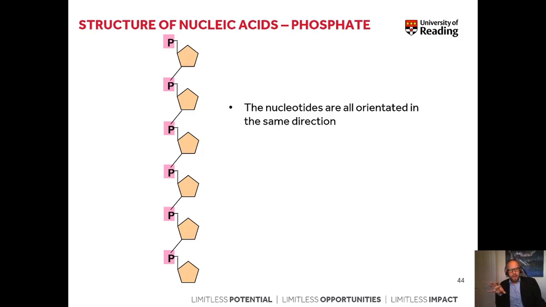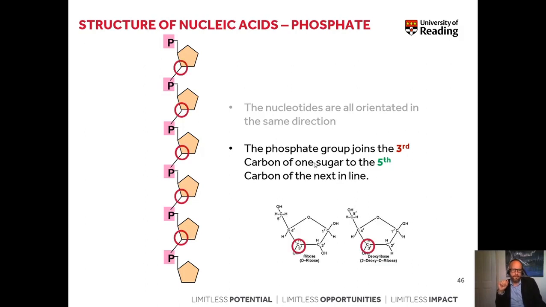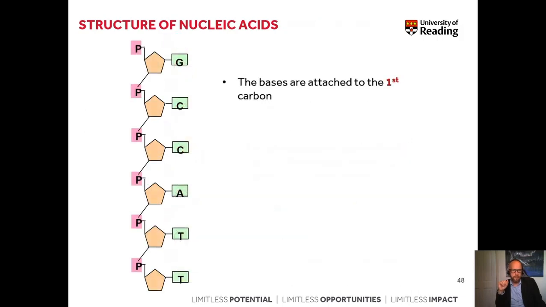As you can see here, nucleotides are all orientated in the same direction within nucleic acids. And the phosphate group joins the 3rd carbon of one sugar to the 5th carbon of the next in line. And this is why 3' and 5' carbons are quite important. In contrast, the bases are always attached to the 1' carbon. You can see this quite clearly here.